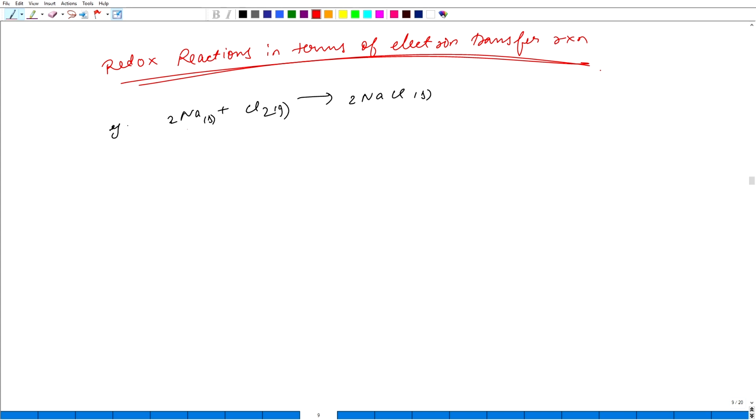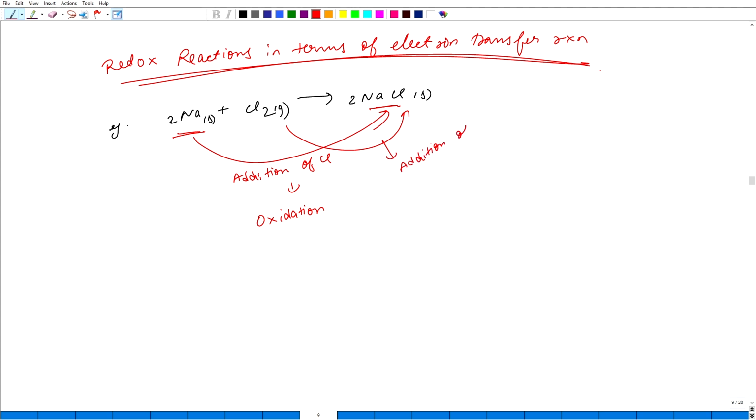We will first see the sodium. What is happening to sodium? Sodium becoming NaCl means an electronegative atom Cl has been added. So, that means addition of Cl, and addition of Cl means oxidation reaction. What is happening to Cl2? An electropositive element sodium has been added, that is a reduction reaction. That means this reaction which I have shown is an example of a redox reaction.